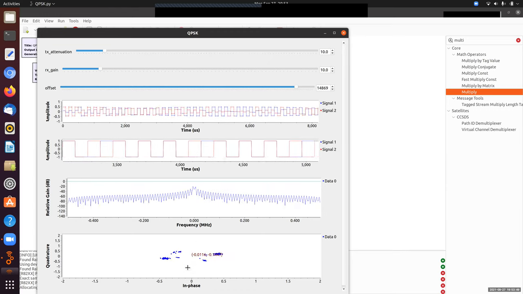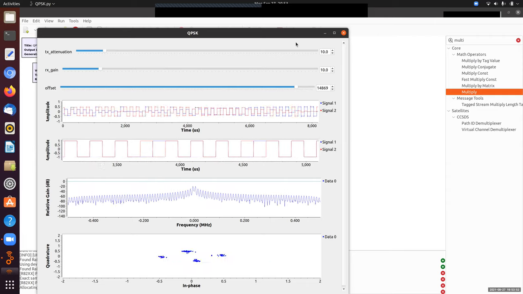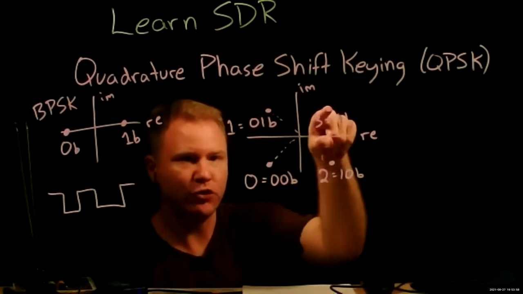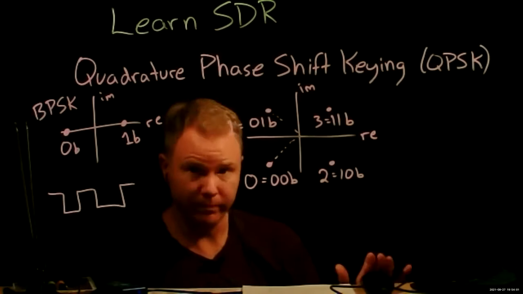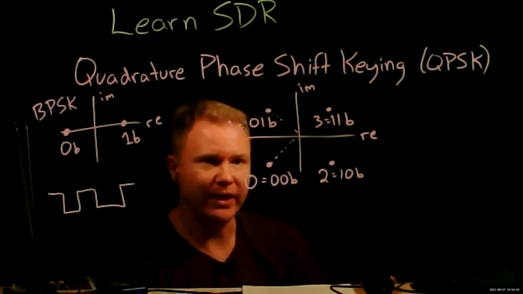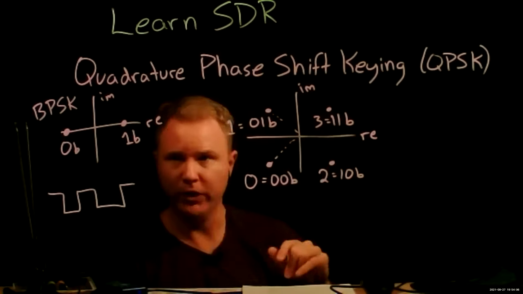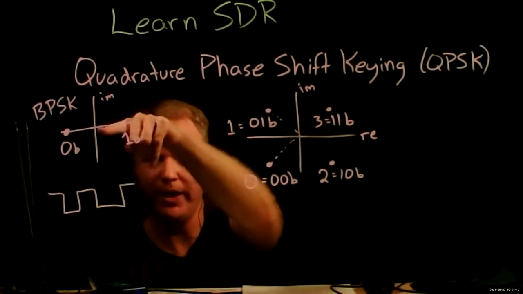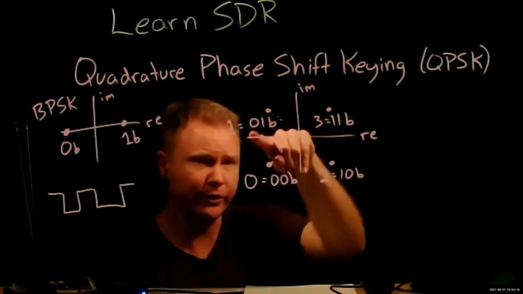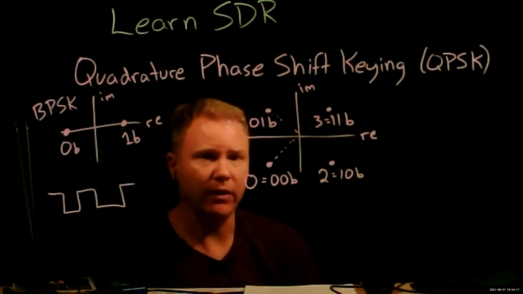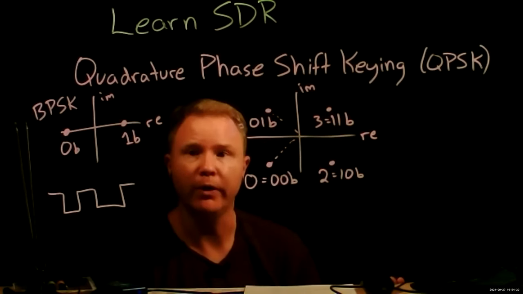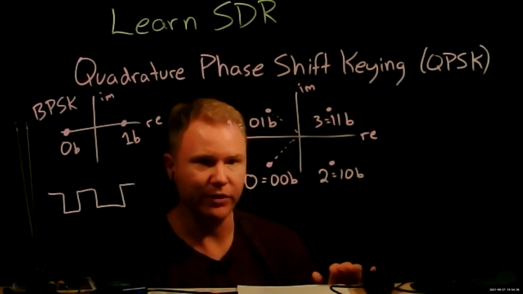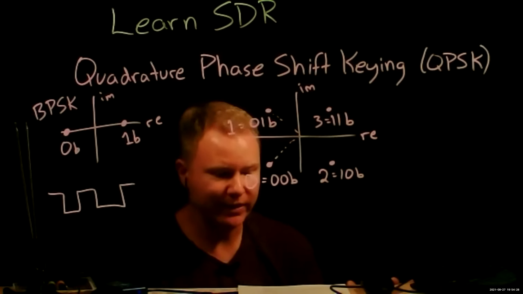What is the advantage of this quadrature phase shift keying over the binary phase shift keying? Well, clearly we can transmit two bits of information for every symbol, but that comes at a bit of a cost. Whereas before we just ignored what was happening on the imaginary axis, assuming we were aligned, it didn't really matter which side of the imaginary axis we were on. Here, we have to be a little bit more careful about both the real and the imaginary part. So this is a little bit more susceptible to noise, although you generally win in terms of data rate.